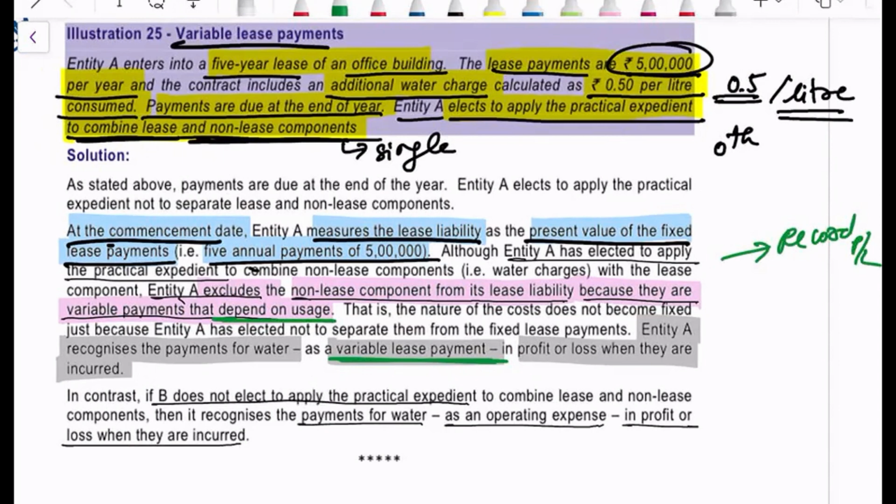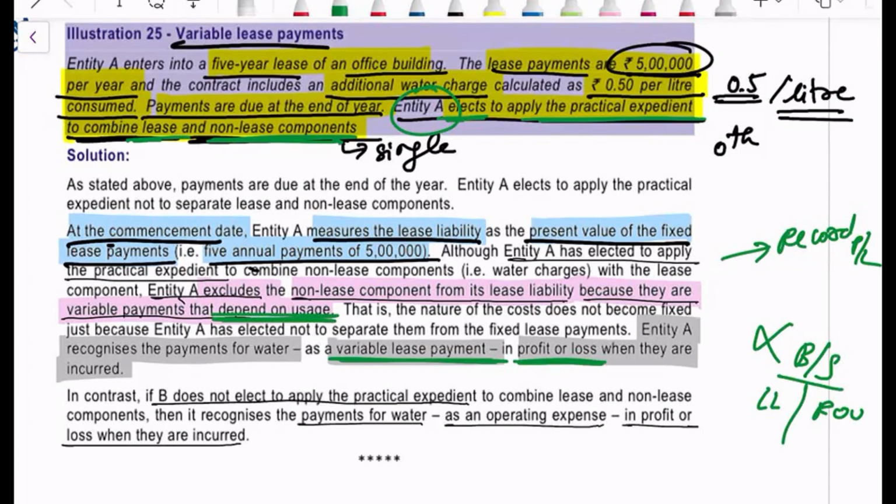So here, even though entity A is electing to apply the option and combine the lease and non-lease payment, since the variable payment is dependent on usage, you cannot record it in your balance sheet as a lease payment, lease liability or ROU asset. Whatever variable payments you are going to make dependent on usage, you have to record in your profit and loss account only. Okay, profit and loss account only.